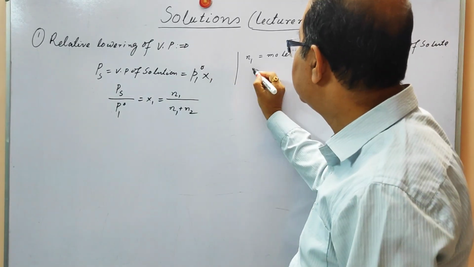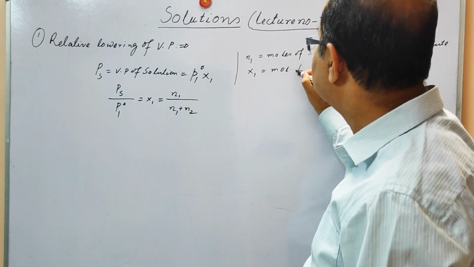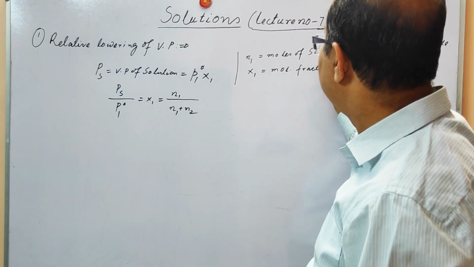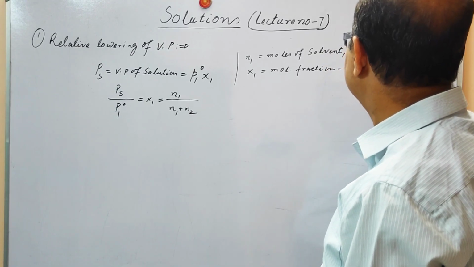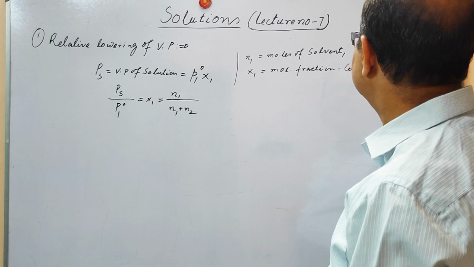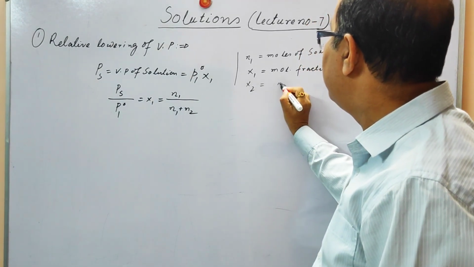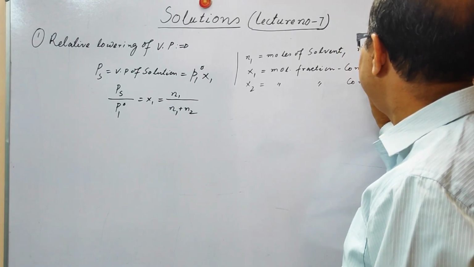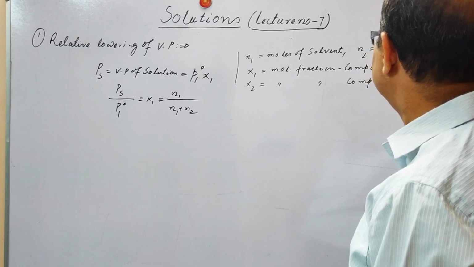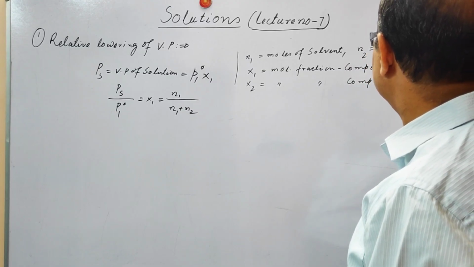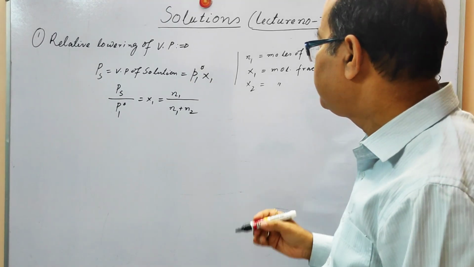So this is X1, the mole fraction of component 1. Component 1 here is the volatile component, and X2 is the mole fraction of component 2, which is non-volatile. So we can write this.